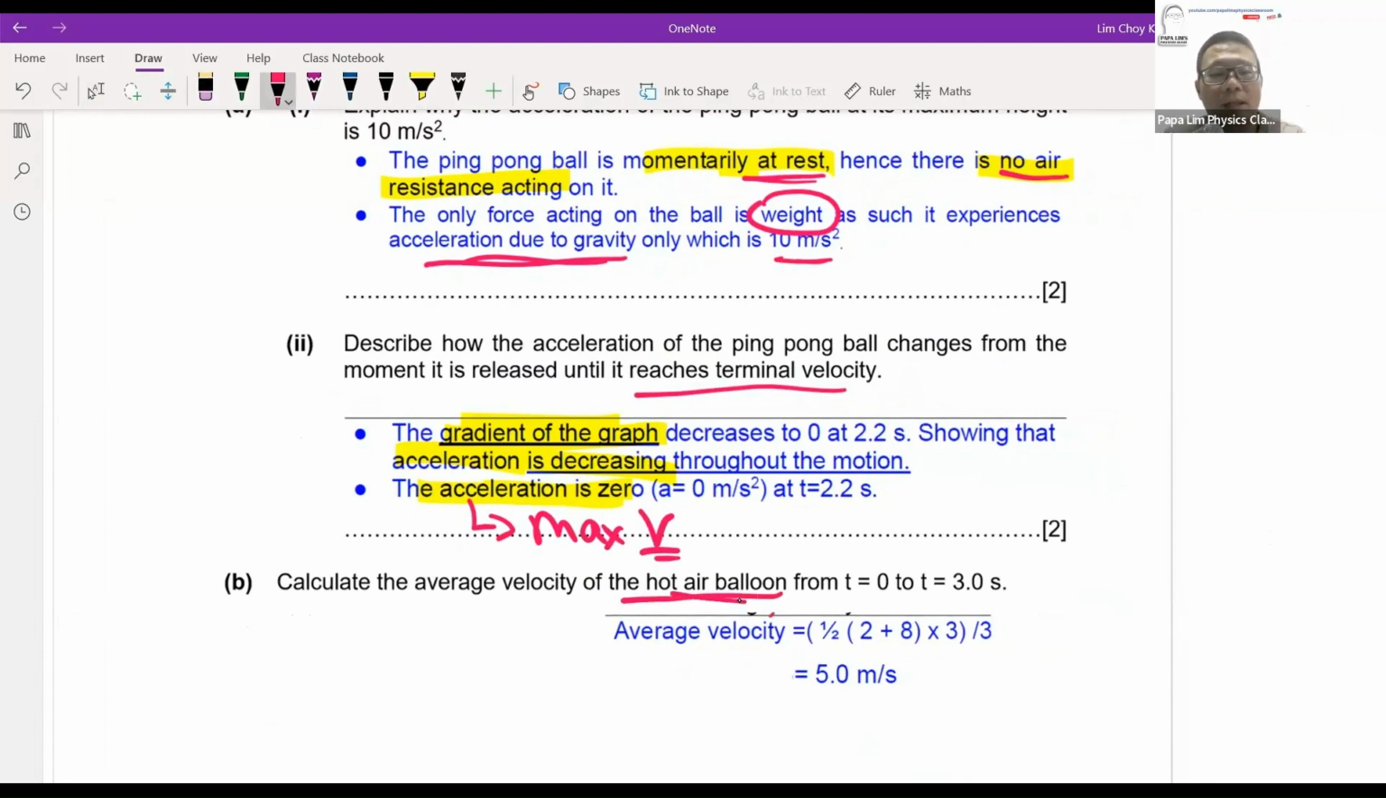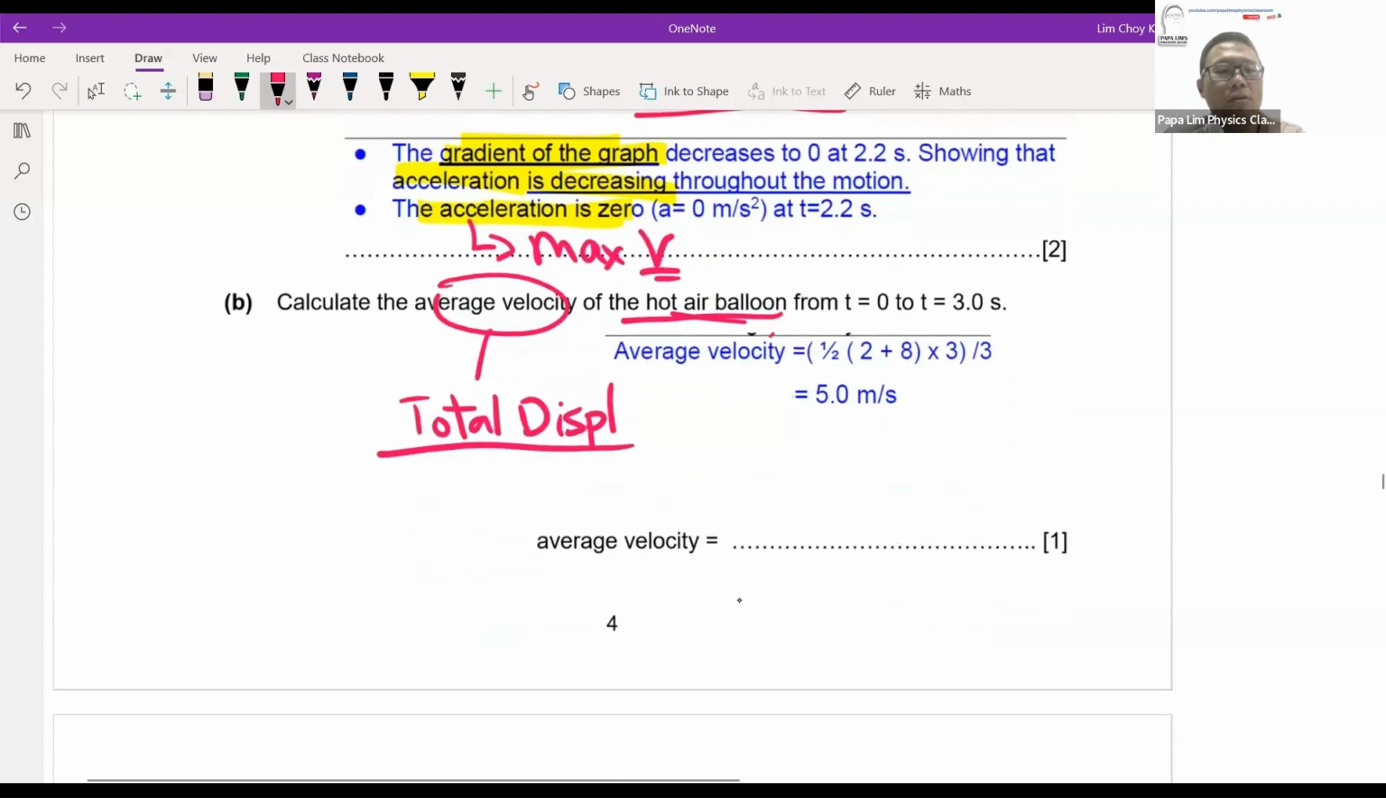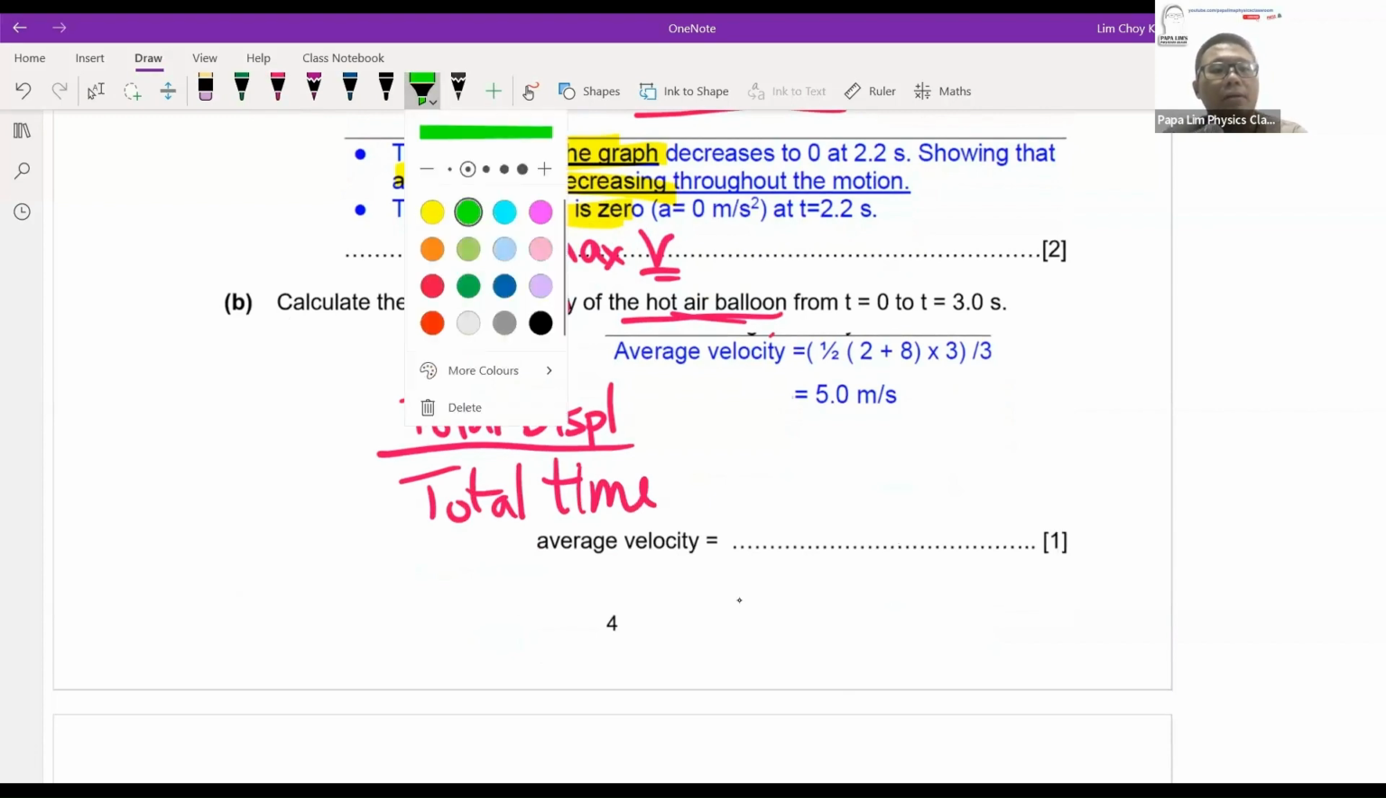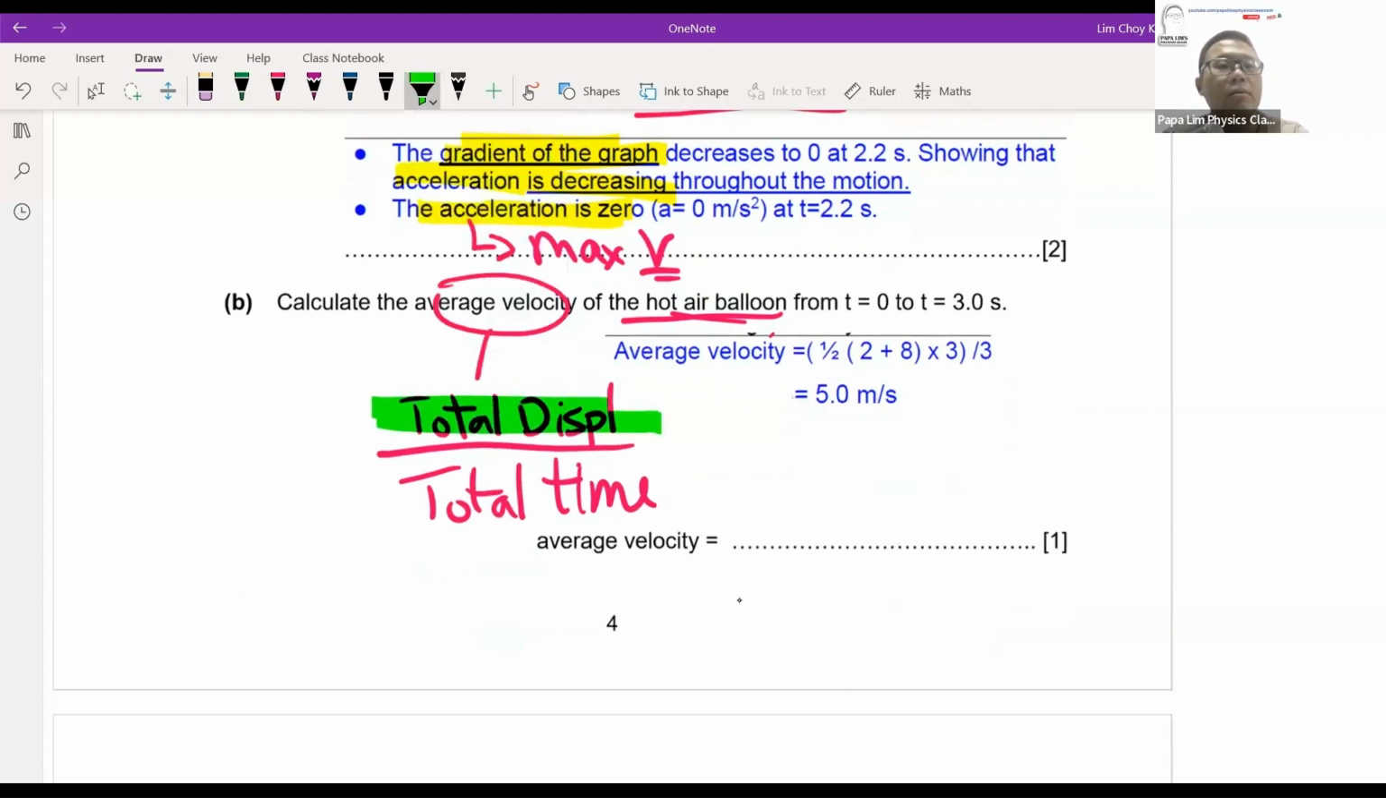Now, average velocity, like we mentioned, is total displacement divided by your total time. So for a kinematics graph, another way of looking at total displacement is the area under the graph. The area that we are looking under the graph is between 0 to 3 seconds.